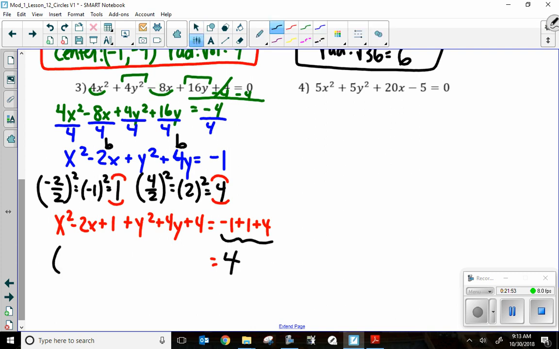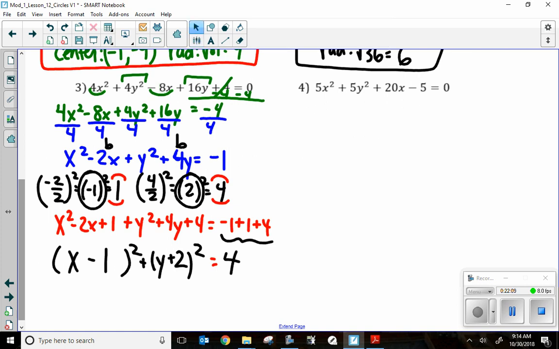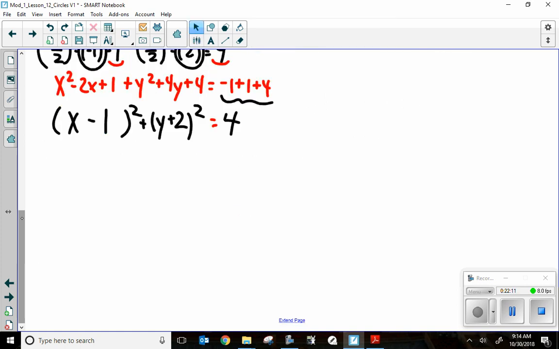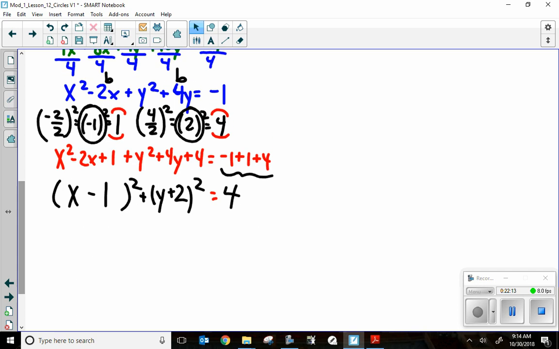Nice. It's x something something squared. That something something is right there, minus 1. Plus y something something squared, positive 2. There you go. It's the same process over. It's almost dull and boring because it's the same thing over and over again.